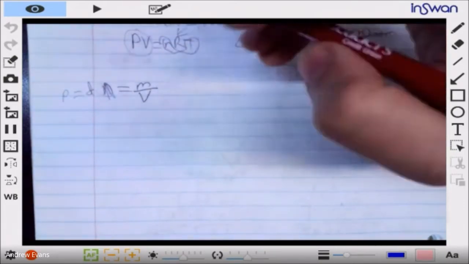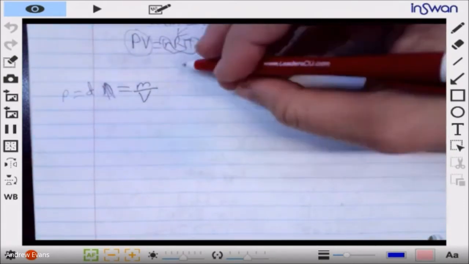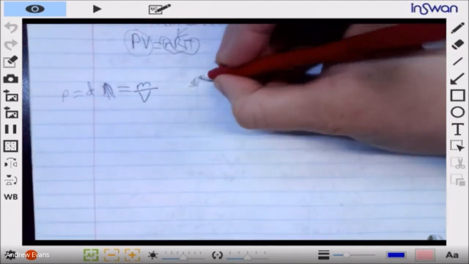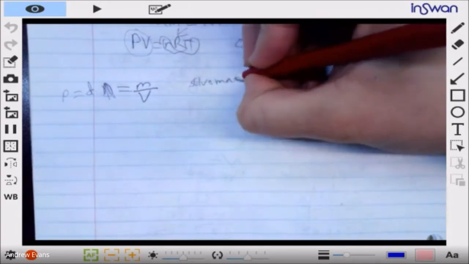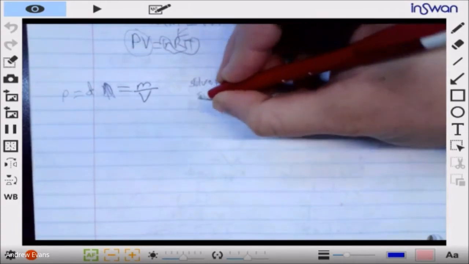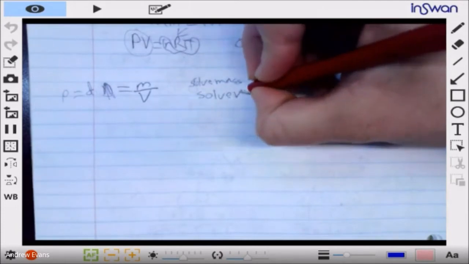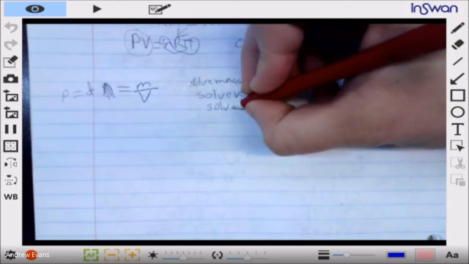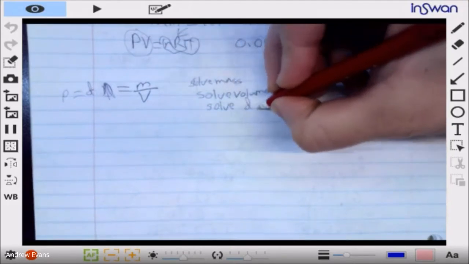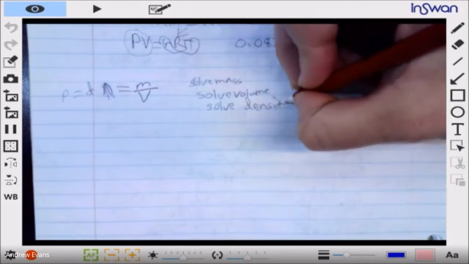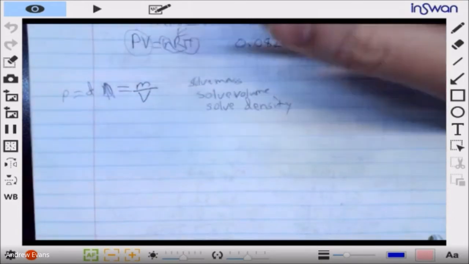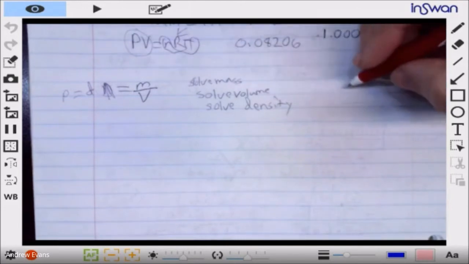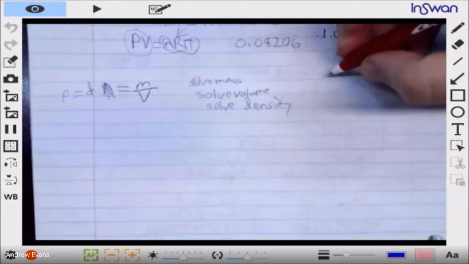There are 3 different types of problems we could see if we're dealing with density. We can solve for mass given a volume and a density. We could solve for volume given a mass and a density. And we can solve for density given the mass and the volume. It all depends. The key thing to remember is to watch the units. Because density is given as a mass over volume.